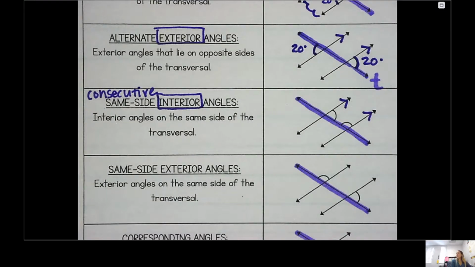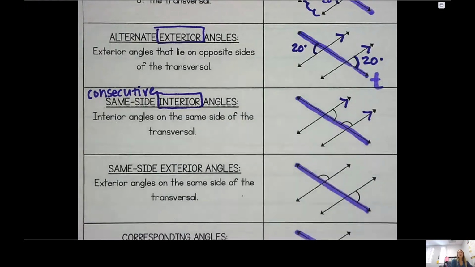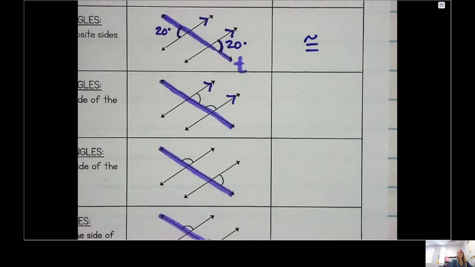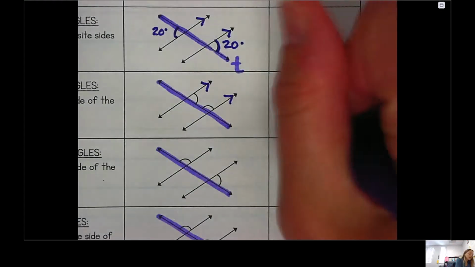No, one looks way bigger than the other, right? Yep, this bottom one is definitely bigger than this one over here. So they are not congruent. They are supplementary.